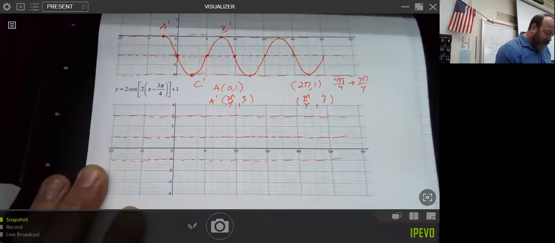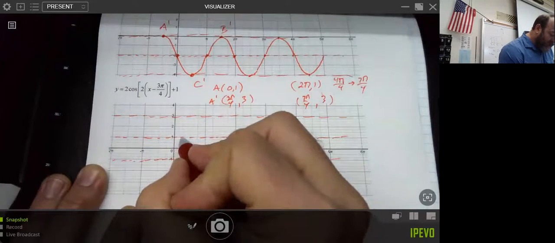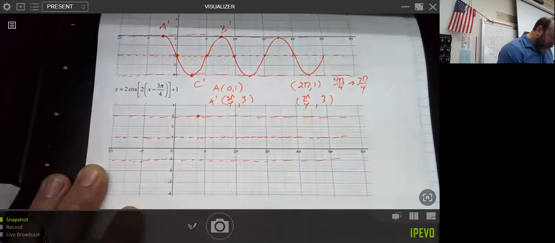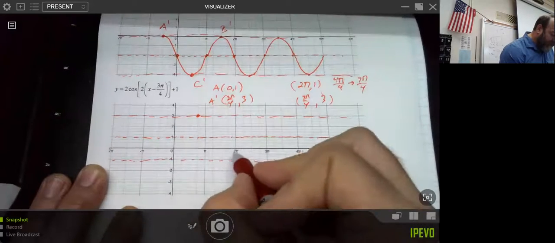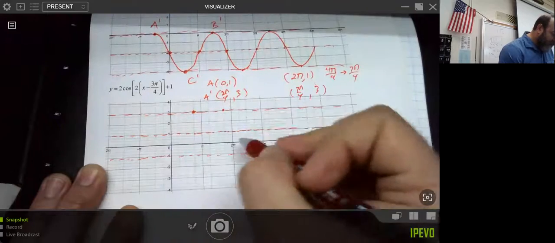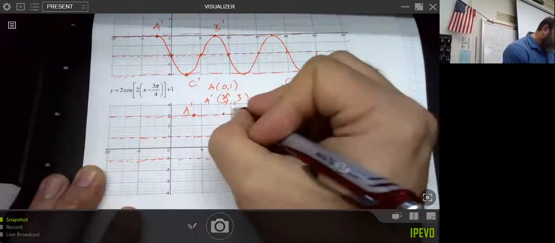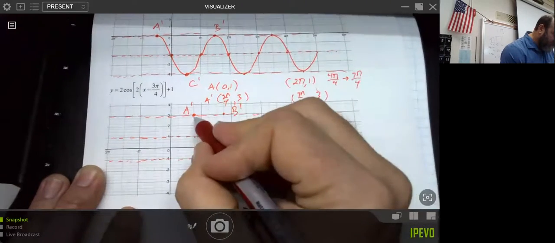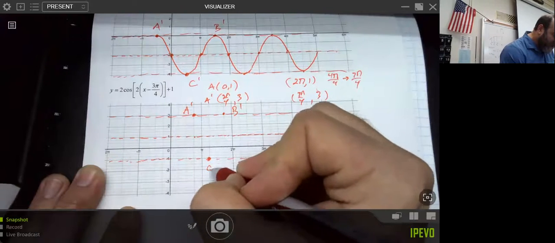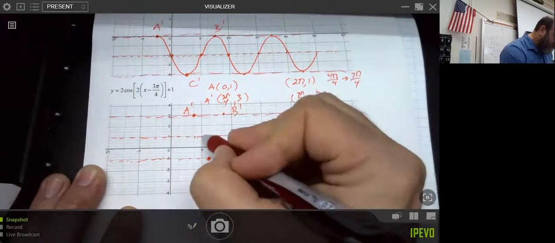And so A prime was 3 pi over 4. That's 1, 2, 3 pi over 4, comma 3 right there. It's going to end at 7 pi over 4. So here is 8 pi over 4, so 7 would be here. So here's my new A, my new B. We said C was going to be right in the middle, which should be right here. And right in the middle of those two should hit in the middle.